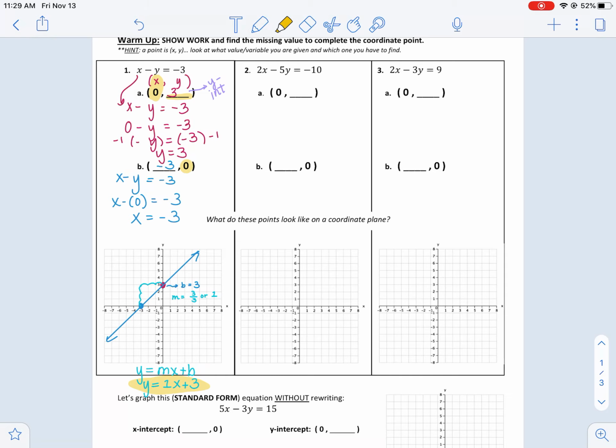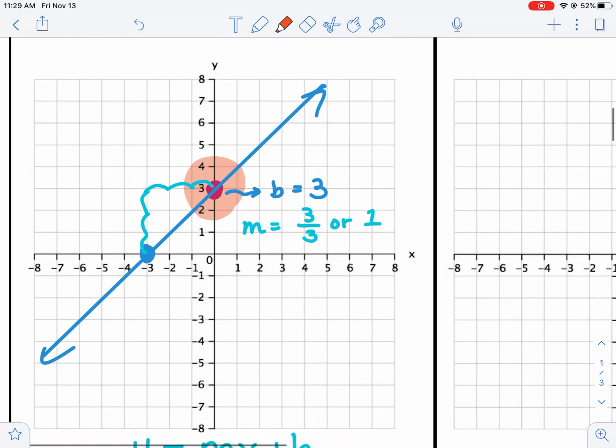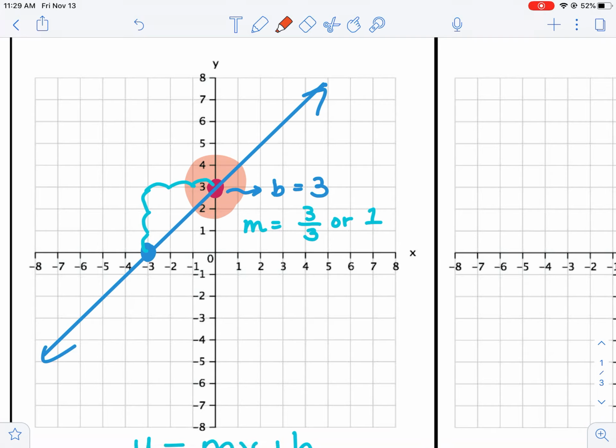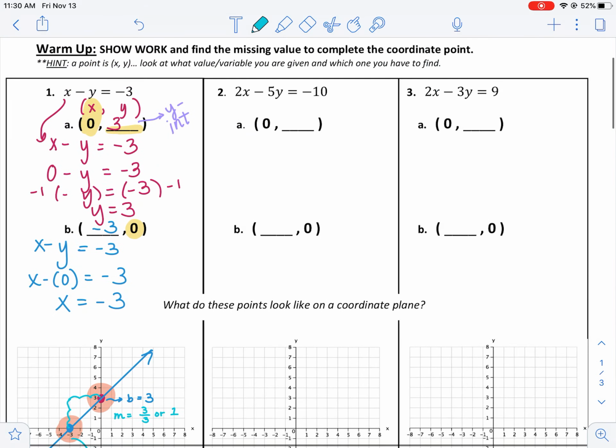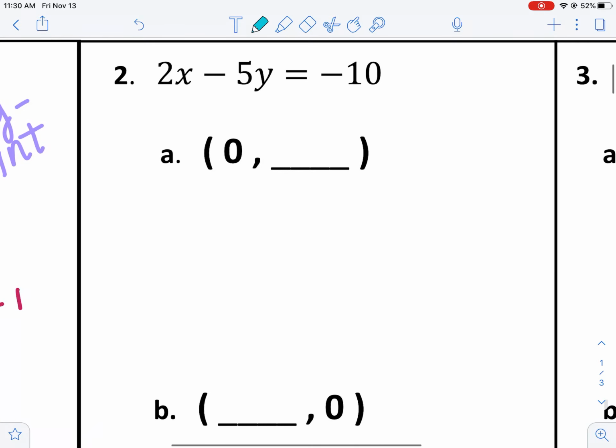Okay, so whatever one is easiest for you. What I need us to know is when it is on the y-axis and the x is 0, it is a y-intercept. Opposite of that, when it's on the x-axis and the y value is 0, that is an x-intercept. Okay, this is a new term. We've only ever dealt with y. I want us to know there's indeed x as well.